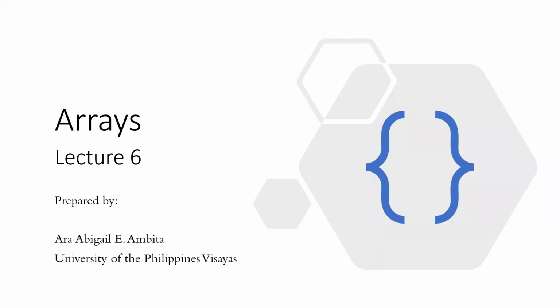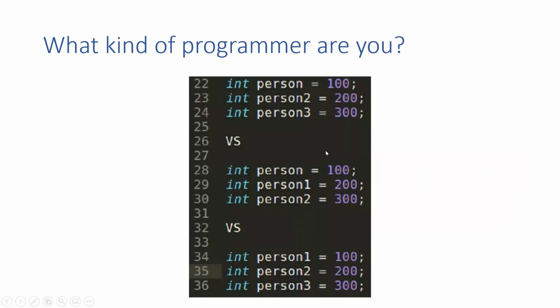So good day, everyone. Our next topic is about arrays. Let me ask you one question first. Suppose I assign you to declare three variables for three people. How do you create these three variables? Do you start with person, then person two, and then person three, versus starting with person one, and two, or you start with one and then two and then three?